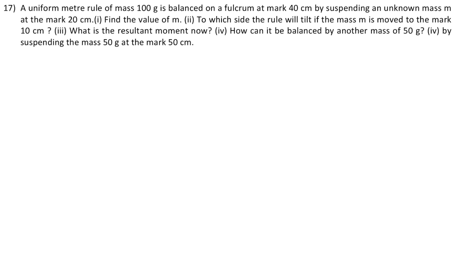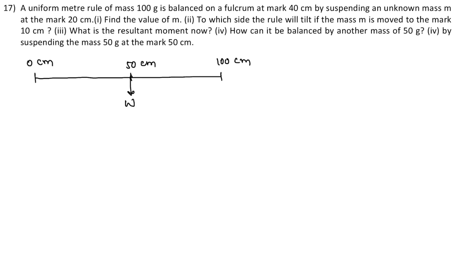17th, a uniform meter rule of mass 100 gram is balanced on a fulcrum at mark 40 centimeter by suspending an unknown mass m at 20 centimeter mark. So uniform meter rule, meaning mass is concentrated at 50 centimeter mark, weight of the meter rule is at 50, and it is balanced on a fulcrum at 40 centimeter mark. So fulcrum is on the left side of the weight, and it is balanced by suspending an unknown mass m at 20 centimeter mark. Okay, unknown weight is at 20 centimeter mark. Let's say that is F. Find the value of m.